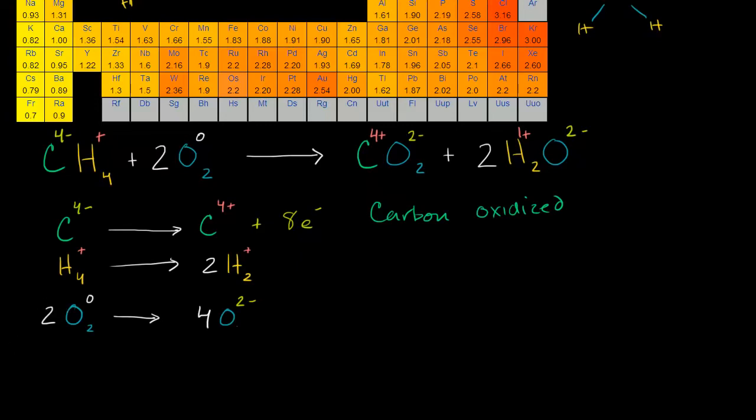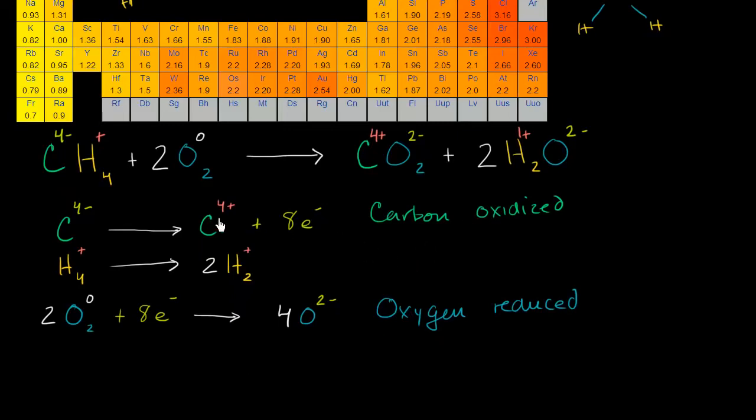Actually, let me write it like this. Let me move this part, cut and paste, and move it to the right a little bit, because what I want to show is the gaining of the electrons. So plus 8 electrons. So what happened to oxygen? Well, oxygen gained electrons. What is gaining electrons? Reduction is gaining. RIG, GER, gaining electrons is reduction. So oxygen has been reduced.